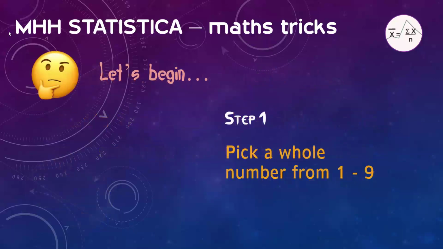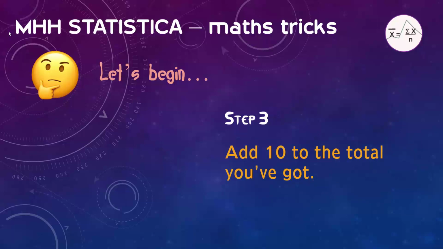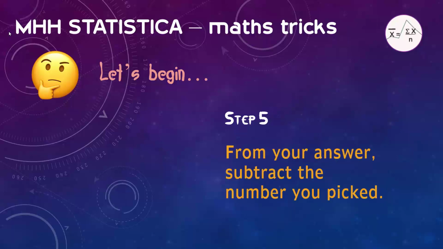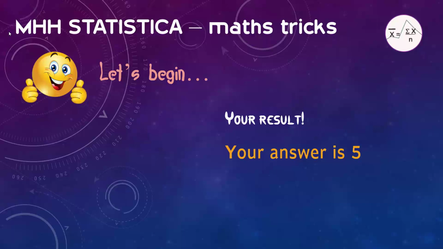Step 1. Pick a whole number from 1 to 9. Step 2. Multiply the number by 2. Step 3. Add 10 to the total you've got. Step 4. Divide the answer by 2. Step 5. From your answer, subtract the number you picked. What's your final answer? My final answer is 5.